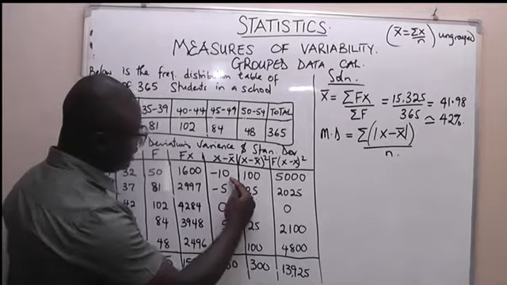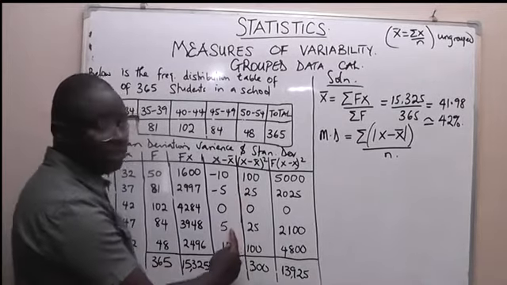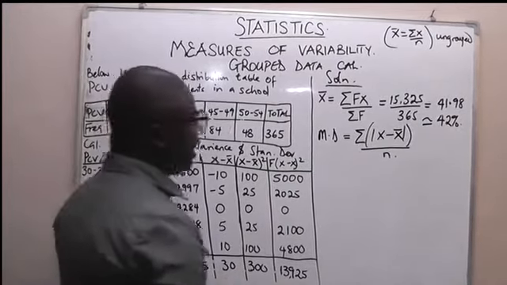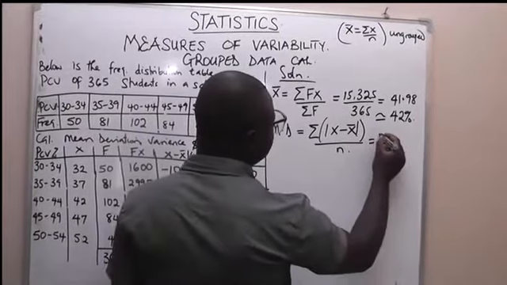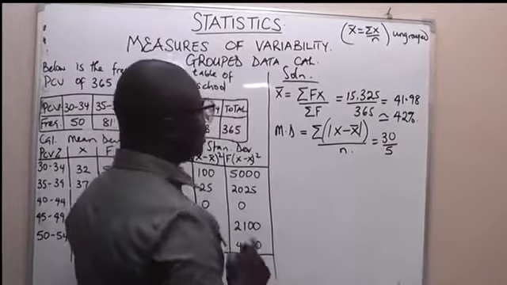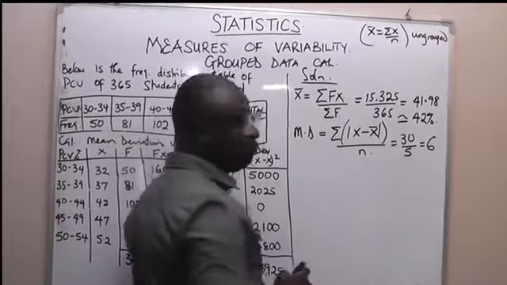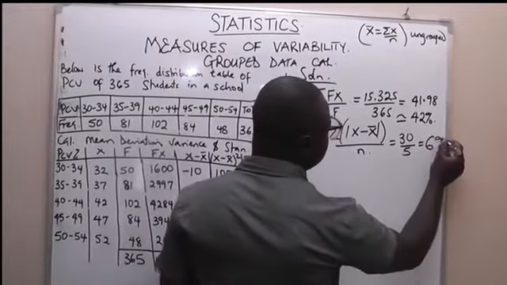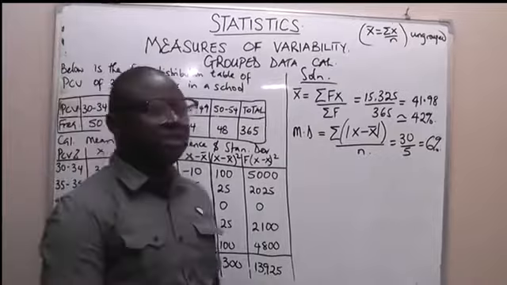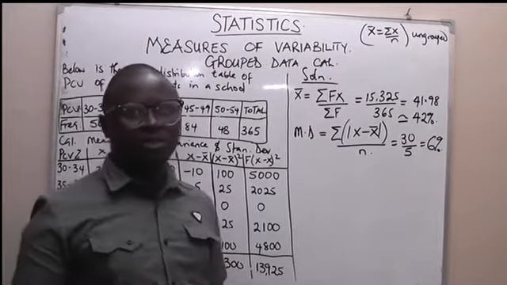So we add 10 plus 5, which is 15, right? Plus 5, 20, plus another 10 is 30. Are we together? So we have 30 over 5. Okay? 30 over 5 will give you what? 6. Don't forget to put your units, which is what? 6%. So your answer for mean deviation is 6%.